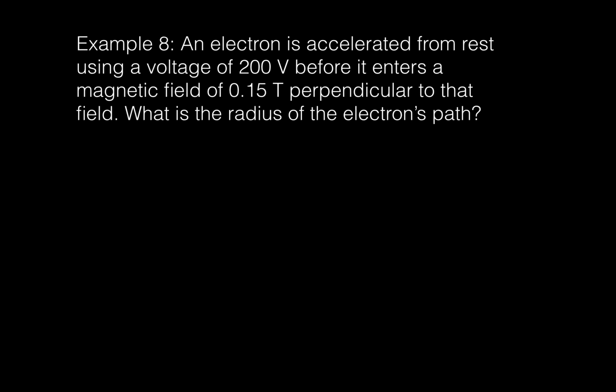Example 8. An electron is accelerated from rest using a voltage of 200 volts before it enters a magnetic field of 0.15 teslas perpendicular to the field. What is the radius of the electron's path? This problem is a two-step problem. In the first step, we need to determine the velocity of the particle when it enters the field. To do this, we use voltage equals the change in energy divided by the charge of the particle, where the change in energy is the change in kinetic energy, which is Ek final minus Ek initial.